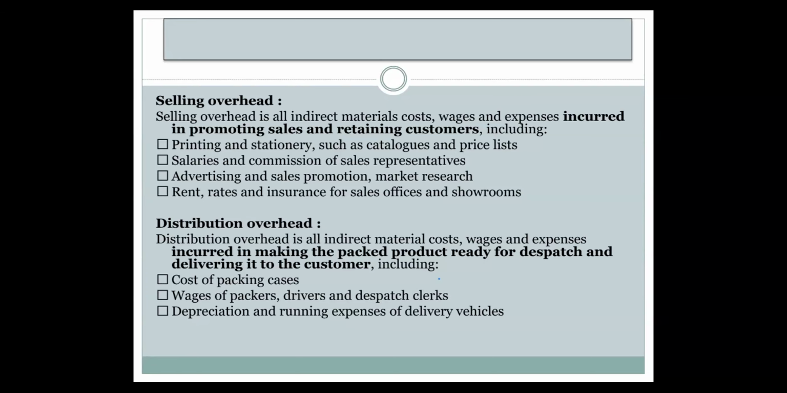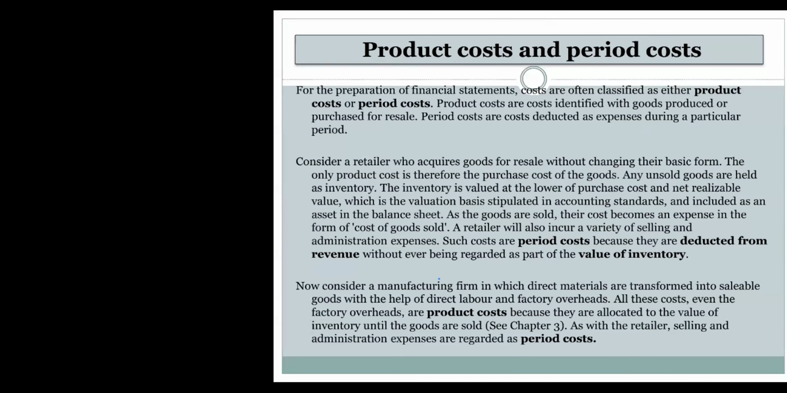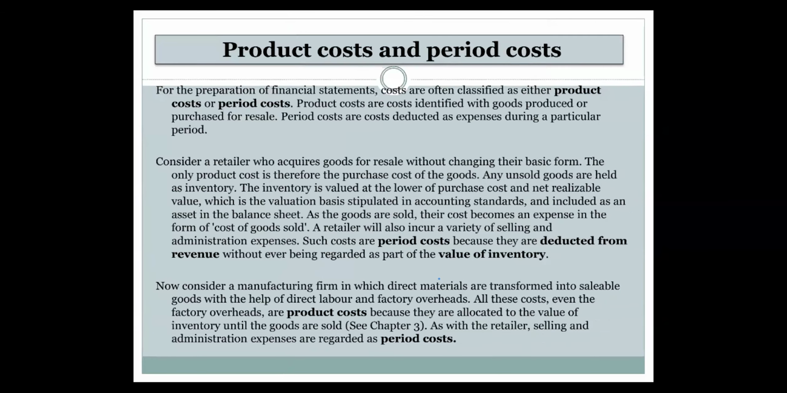The expenses of the distribution team are cost of packaging of products, wages of packers, drivers and dispatch clerks, and depreciation and running expenses of delivery vehicles that are used for delivery. These are the actual cost of distribution.